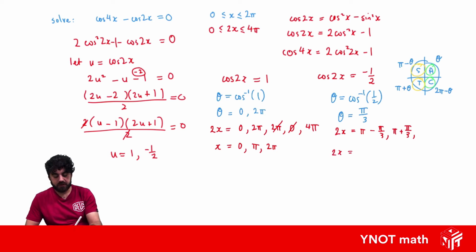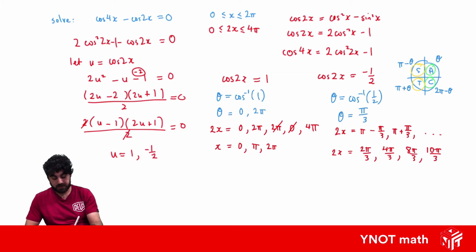So we have pi minus pi on 3 will be 2 pi on 3. Pi plus pi on 3 will be 4 pi on 3. Then we're going to go ahead and add 2 pi to both of those answers. So we're going to get 2 pi plus 2 pi on 3 is 8 pi on 3. And 4 pi on 3 plus 2 pi is 10 pi on 3.